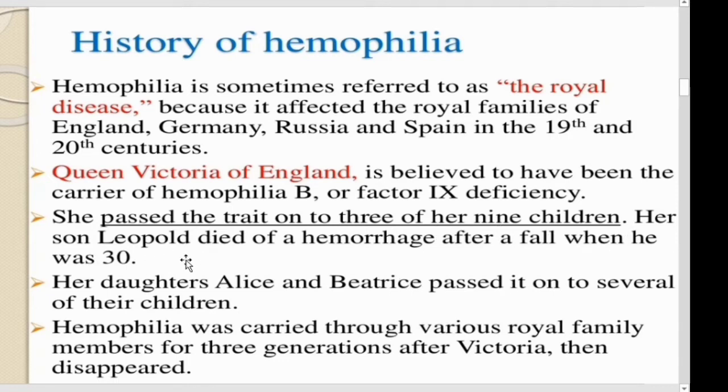Her son Leopold died due to hemorrhage when he was 30 years old; due to excessive bleeding he died. The daughters of Queen Victoria, Alice and Beatrice, also passed hemophilia to their children, and then hemophilia was carried through various royal family members for 3 generations, and after Victoria the disease disappeared.